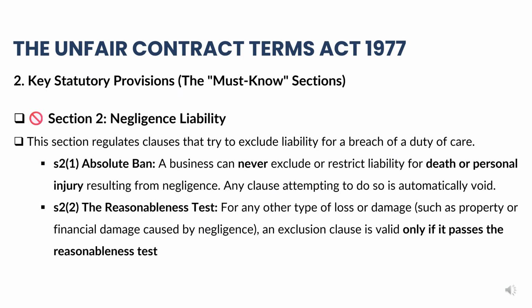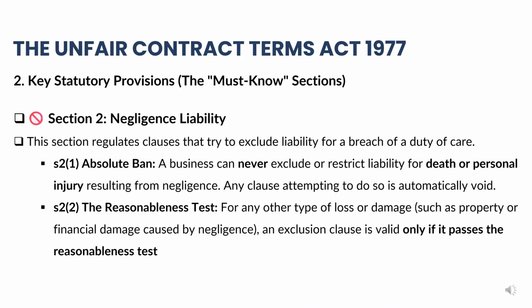the clause is not automatically banned. Instead, its validity depends entirely on the reasonableness test. The clause will only be legally enforceable if the business can actively prove to the court that the term was fair and reasonable to include. This clear split within Section 2 perfectly demonstrates how UCTA balances rigid public policy protection with commercial flexibility.